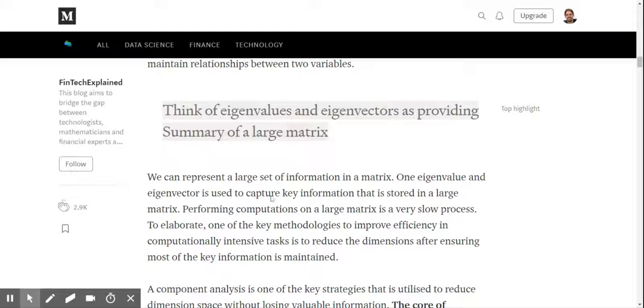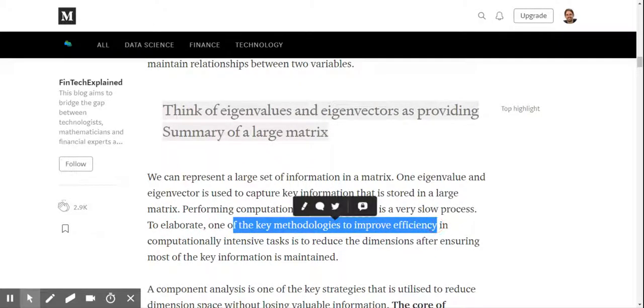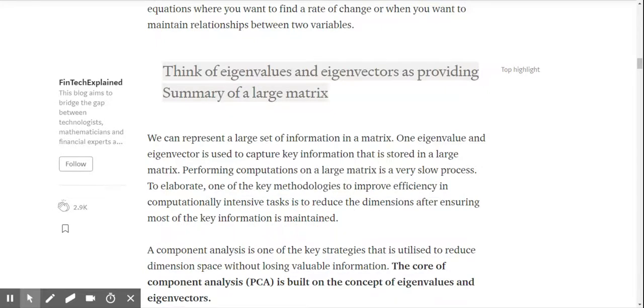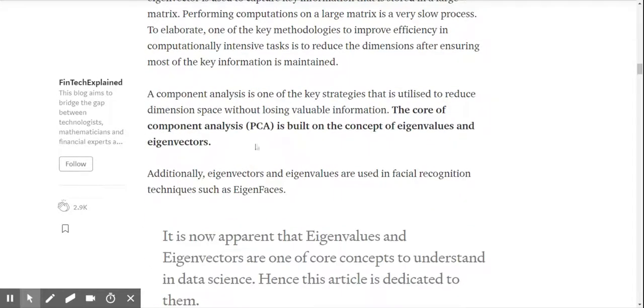So, right, because as far as I know, there's a set of eigenvectors and eigenvalues of a matrix. Performing computations on a large matrix is a very slow process. To elaborate, one of the key methodologies for efficiency is to reduce the dimensions after ensuring most of the key information is maintained. I guess maybe one of the ways you reduce dimensions is by finding an eigenvector and an eigenvalue, and just removing them from the matrix. Maybe. Principal component analysis is PCA.